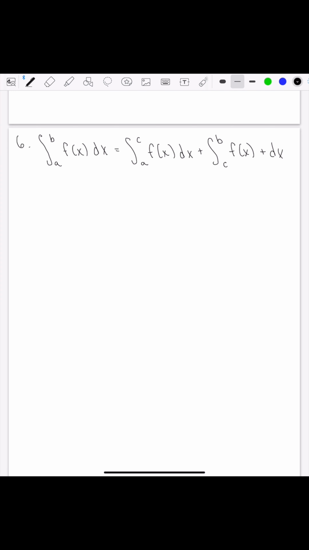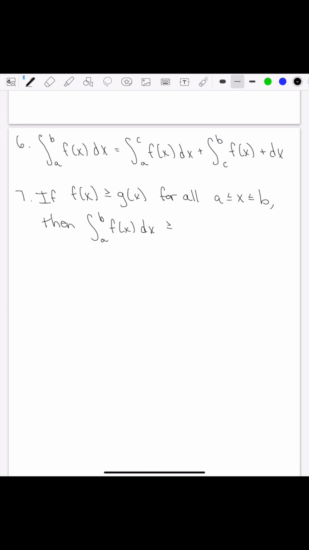We just have a few more. So let's see. If some function is always greater than another function for all of the x values in a specific interval, then we can also expect the integral of the greater function to be bigger, which makes sense, because we know how the integral looks graphically.